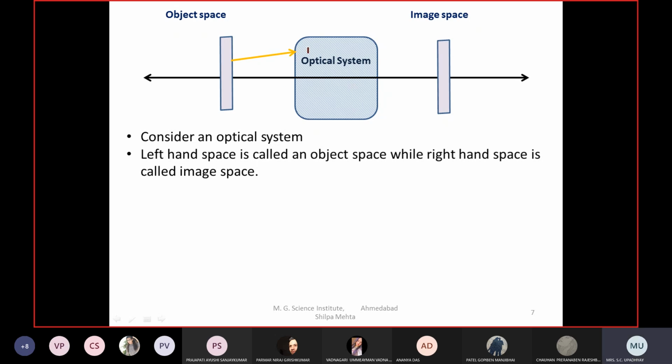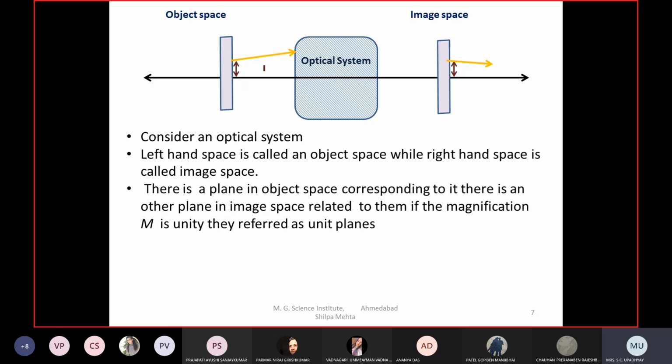Then the same ray, when it emerged from this plane, which is in image space, emerged at the same height. Then we can say that when the ray passes through both planes, it crosses the planes at the same height, and therefore the magnification corresponding to these two planes is unity. Therefore these planes are called the unit planes, because their magnification is unity.